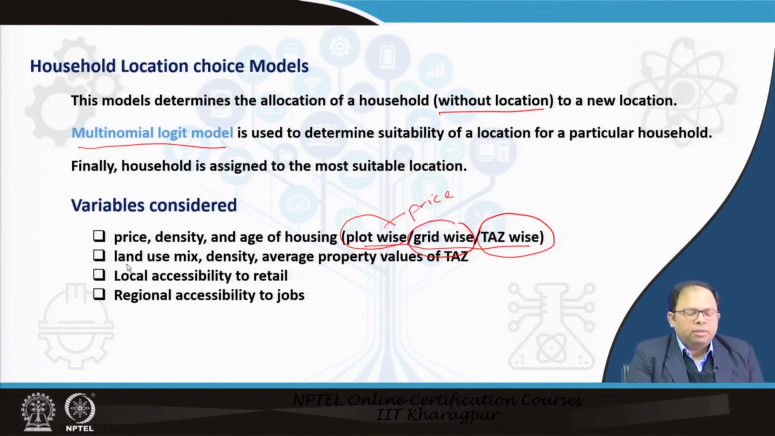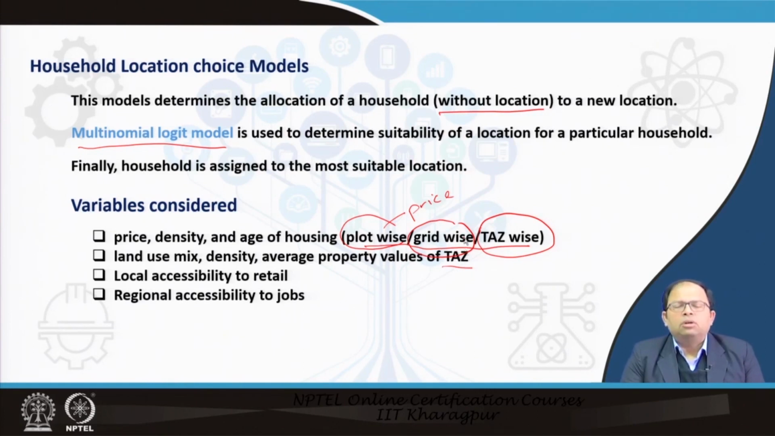And then we can look into the land use mix, density, average property values of TZ. So this is more about the total characteristics of the surrounding neighborhood or the surrounding TZ. It could be also a zone surrounding that particular building. So if this is done at the TZ level, in most cases the first two become the same, because we cannot have individual plot wise price density variation in a TZ. So this becomes more or less like an average property value if we take TZ as the smallest zone that we use in our model.